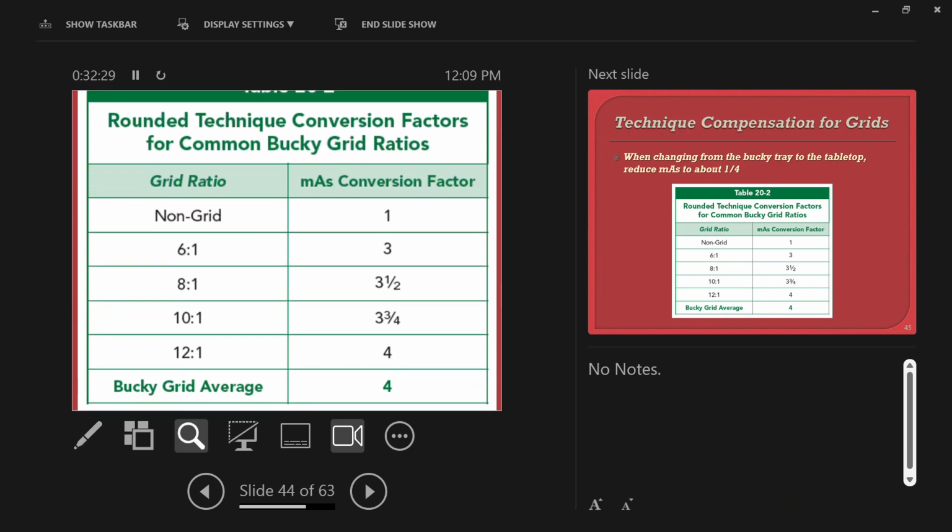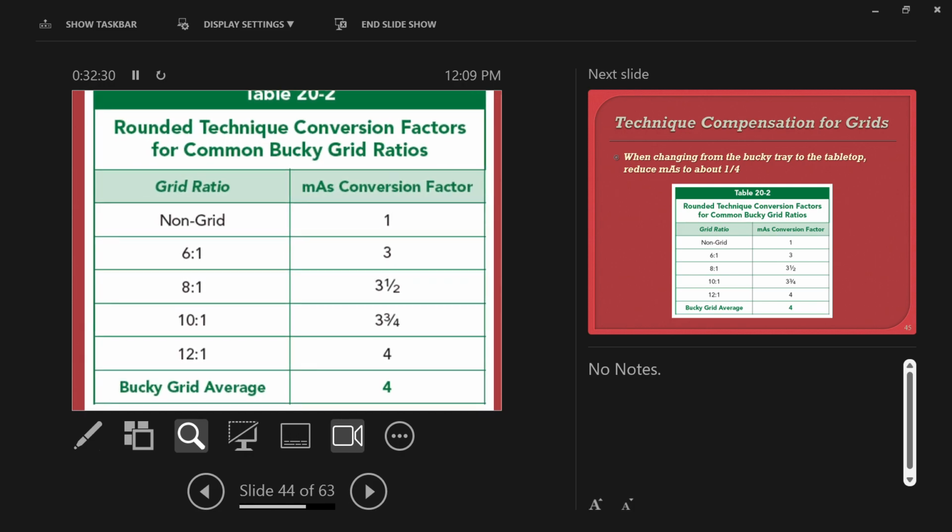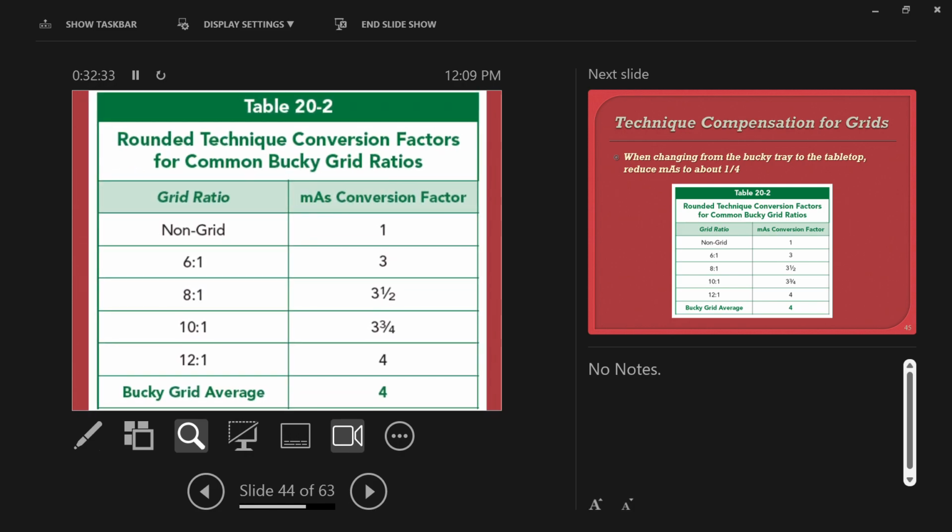So here you go. When you use a grid, what's it doing? What does the grid do? It's blocking the exposure from getting to the image receptor, right? So it lowers image receptor exposure. And it doesn't lower it by a little bit, it lowers it by a lot, okay? So to compensate for that, you actually have to raise the patient's exposure significantly, okay?